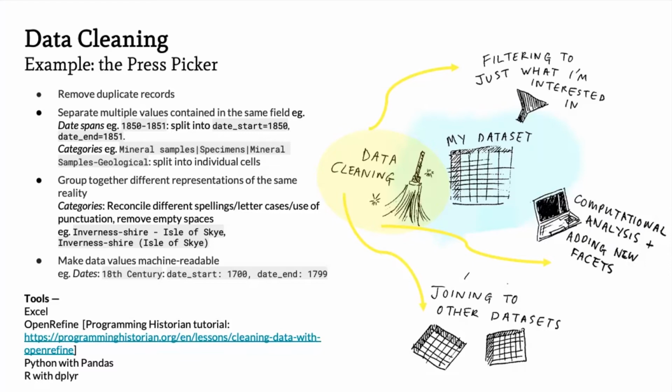There are various different tools that you might use for doing this kind of work. You can do data cleaning in Excel. OpenRefine is a really popular tool used at the British Library, which is sort of like Excel, but even more powerful. And there's a very good Programming Historian tutorial for stepping through how to use OpenRefine. If you prefer working in a programming language, then you might want to use pandas with the Python programming language. And R also has a lot of very good tools for doing this kind of work.